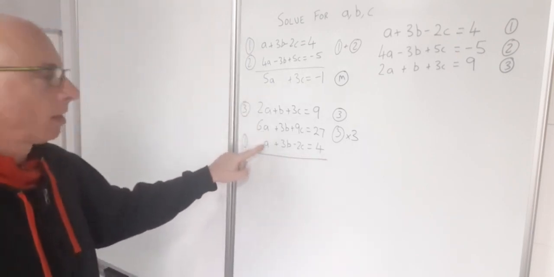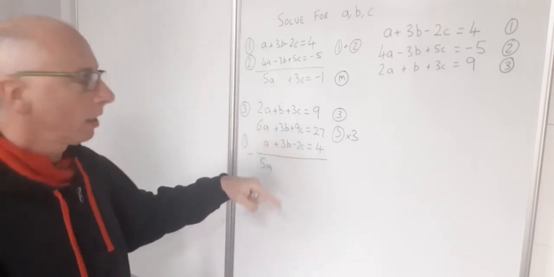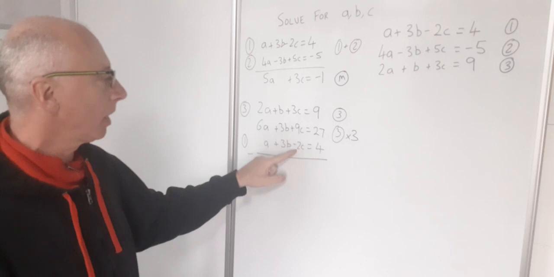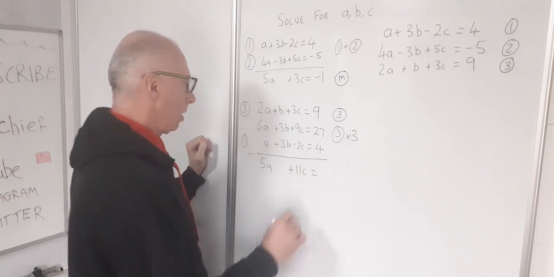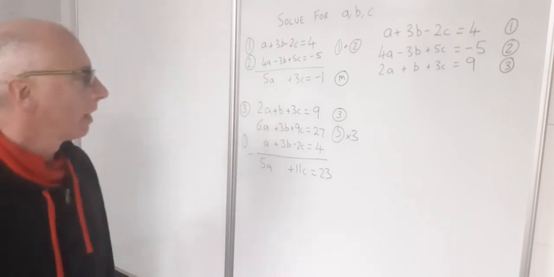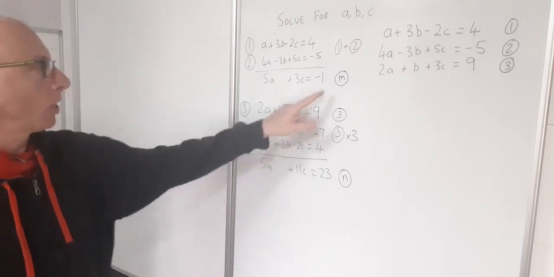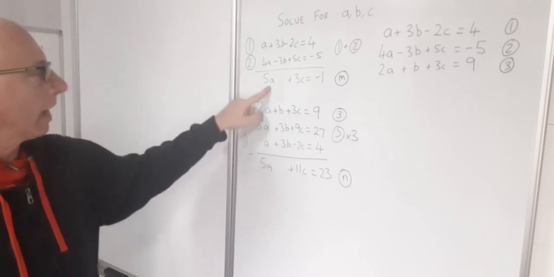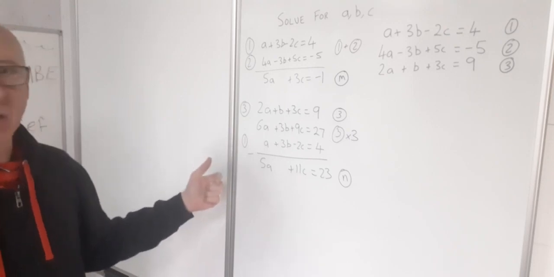So 6a minus a, that gives me 5a. 3b minus 3b, that disappears. And 9c minus minus 2c, that's going to give me 11c. So plus 11c, and then 27 minus 4 gives me 23. Okay, so now I'm going to call this equation n. Now I've got equation m and equation n with just two variables. And I've got a 5a and a 5a. So let's subtract n from m and see how that goes.